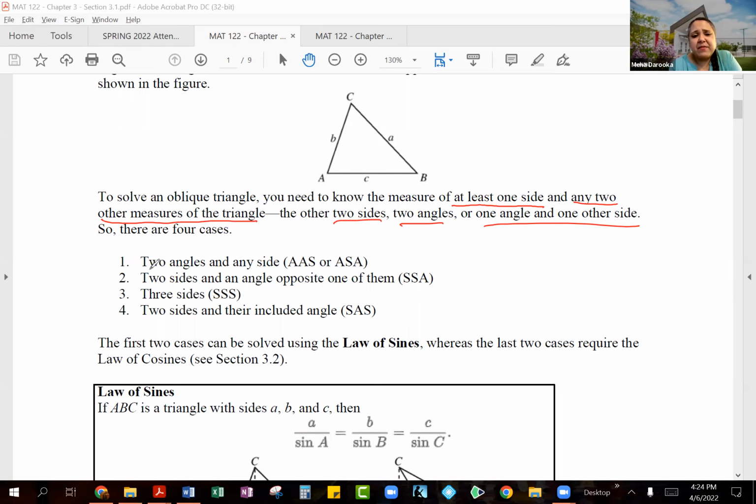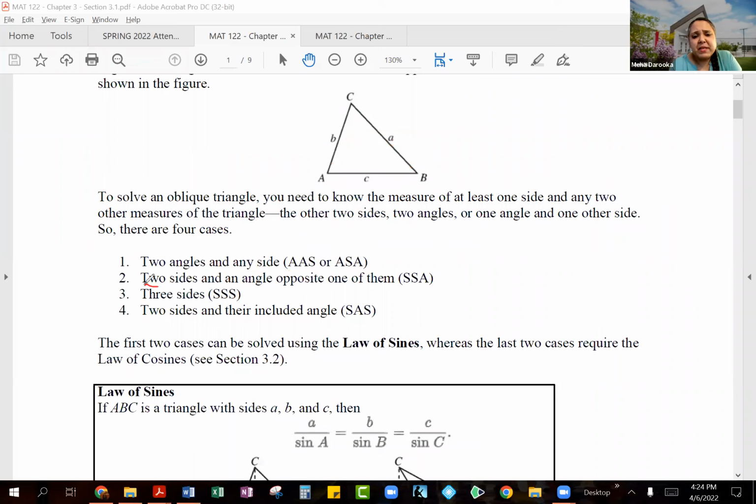That means you would be given two angles and one side. We could be given two angles and any one of the sides, or we could be given the two angles and the side in between them. So that's the difference in this notation. Two angles and one side, but depending on the placement: is it angle, side, angle, something like this, or is it angle, angle, and then one of the sides?